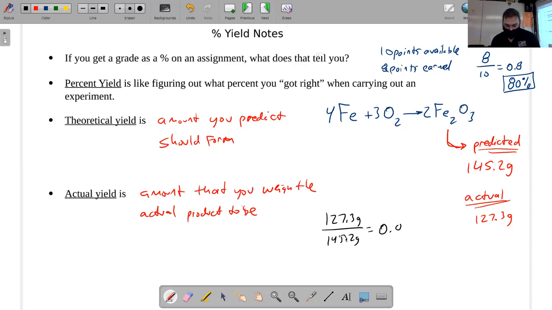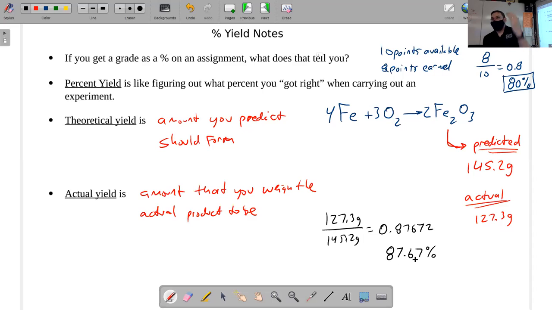This comes out to be 0.87672, but you want to express it as a percent with 4 significant figures, so 87.67%. We expect 145.2 grams. That's how much we predict as our theoretical yield. We actually got 127.3 grams. We got 87.67% as much as we wanted to.